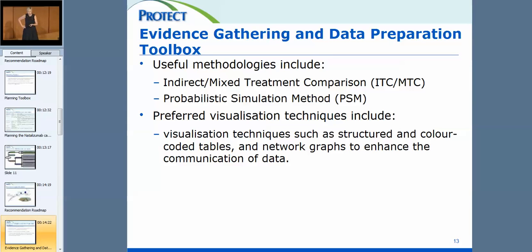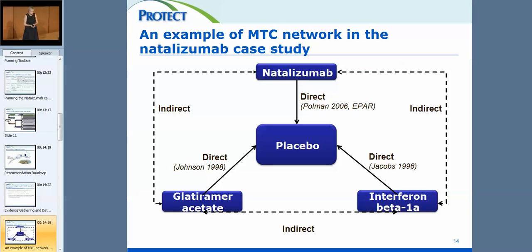Once you start bringing your evidence together, then we're into what most of us would recognize as fairly standard statistical techniques. And visualization, structured, color-coded tables, network graphs, all kind of help. So just as an example for natalizumab, when we did the case study, we first of all did it just against placebo, but then we said, actually, we want to be able to compare it to a couple of the comparators. And if we were doing it now, we'd probably need to add others into this.